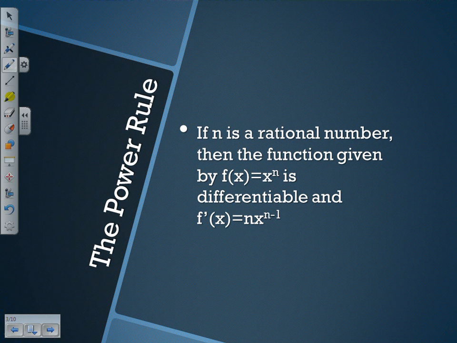If n is a rational number, then the function given by f of x equals x to the nth is differentiable, and f prime of x equals n times x to the n minus 1. One less power, and then what goes in front of the term? The original power.